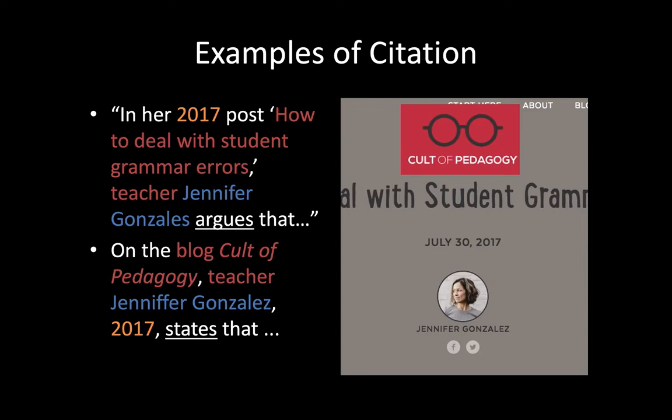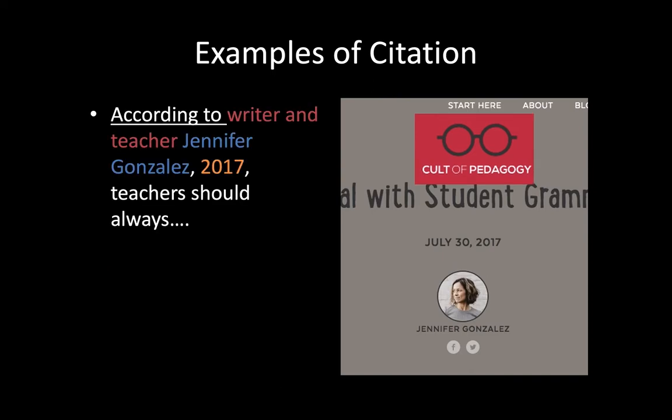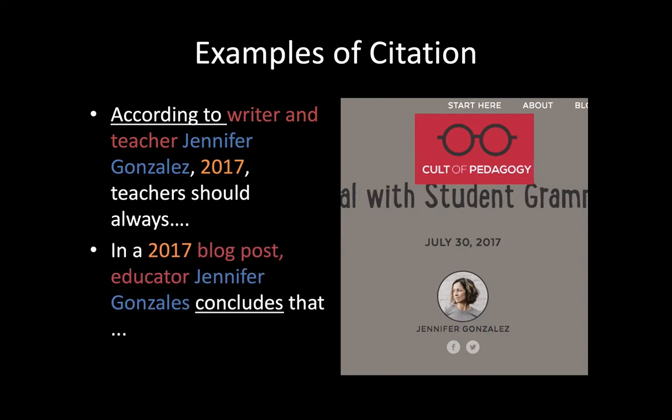Another way you can do that: on the blog Cult of Pedagogy, teacher Jennifer Gonzalez, 2017, states, and then give ideas from her post. So we said that it's a blog, but then we also said that she was a teacher to help give her credibility. According to the writer and teacher Jennifer Gonzalez, 2017, teachers should always, and then you can give an idea from that. So here we're pointing out you don't necessarily need the title of the blog post if you're using the person's name as a name. And then adding that she's a writer and a teacher helps give her credibility. In a 2017 blog post, educator Jennifer Gonzalez concludes that. So, some different ways that you can do that.